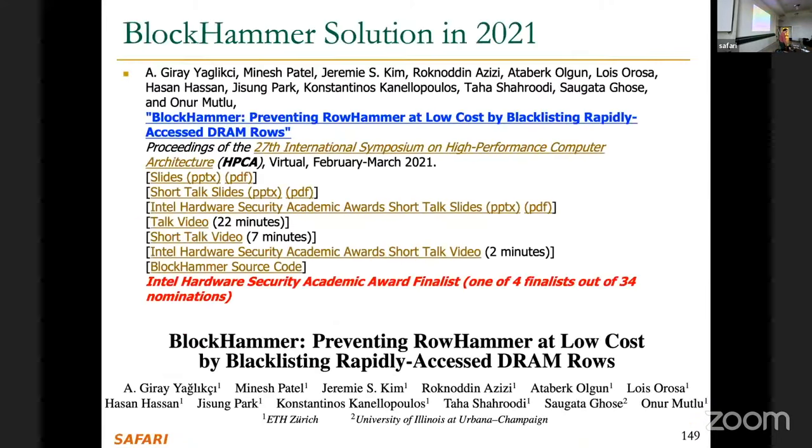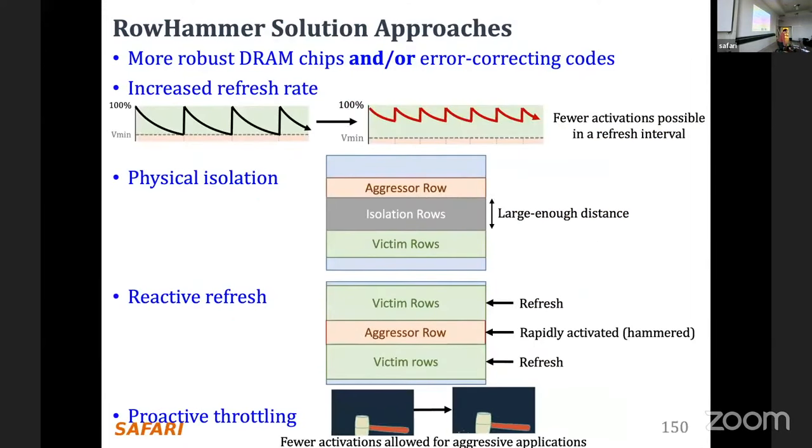Now let's talk about solutions. I'm going to talk about a RowHammer solution. This is something we developed, and this was a finalist in Intel's Hardware Security Academic Award contest last year, or maybe this year. Well, for 2021, let's say. But before I go into it, let me talk about these solution approaches.